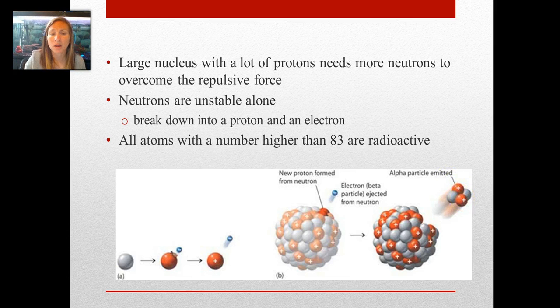So any atom that has a number higher than 83 is considered radioactive because the nucleus gets so large with neutrons and protons that the strong nuclear force cannot hold in those particles.